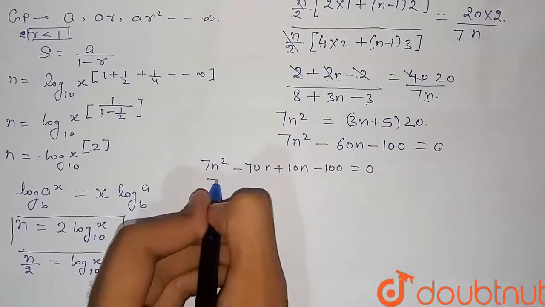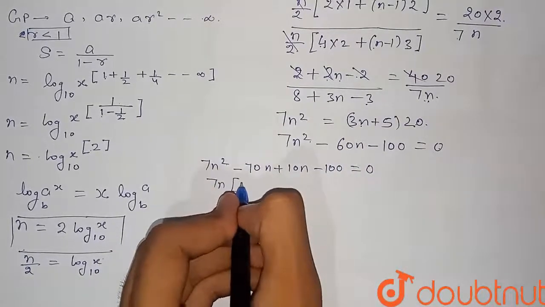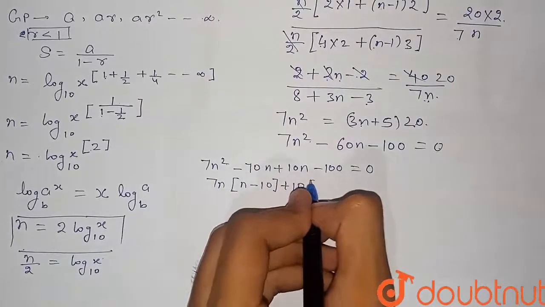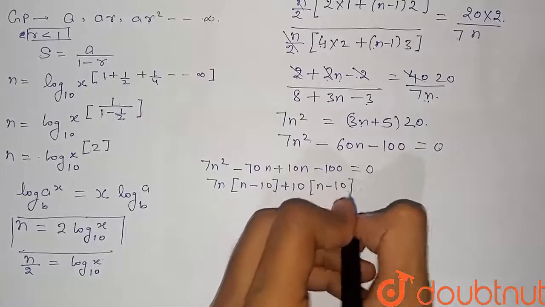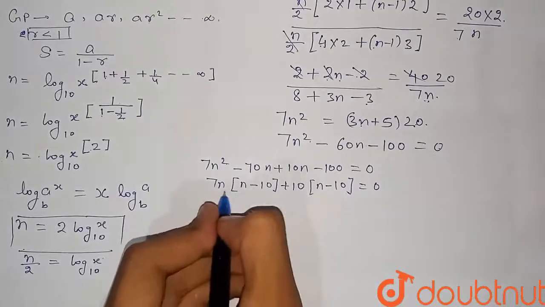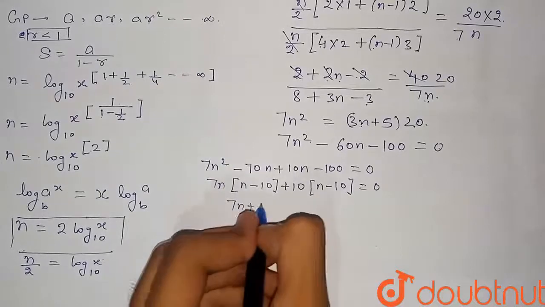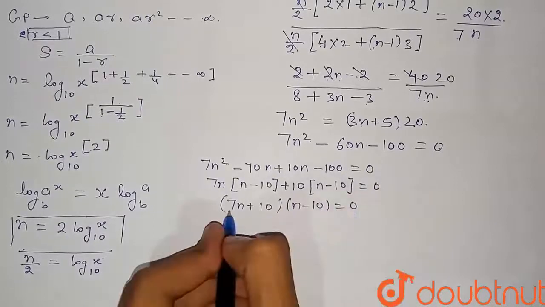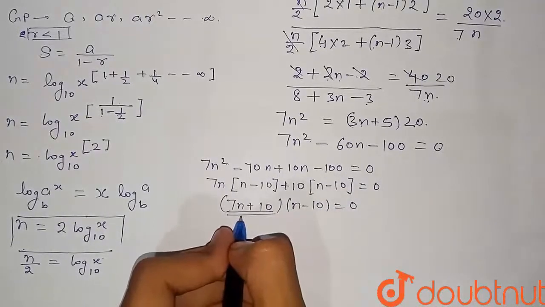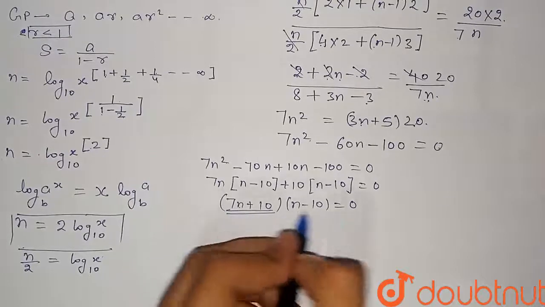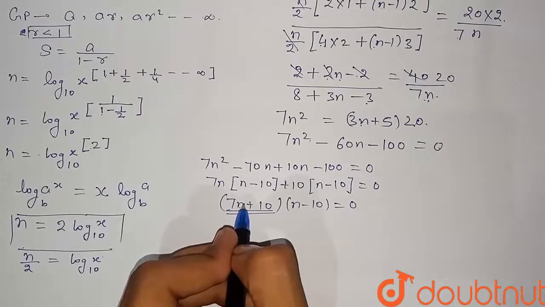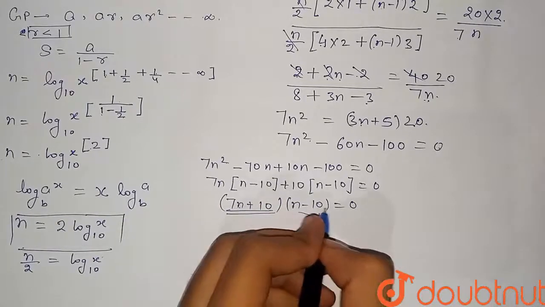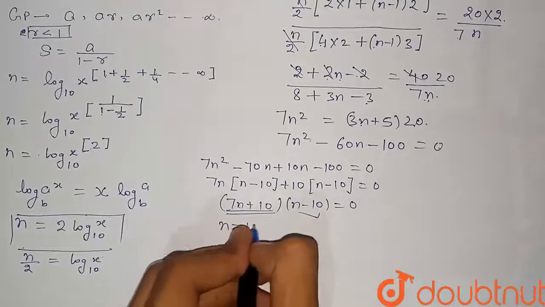If we take 7n common here, so 7n, and here it will be n minus 10, and here this will be plus 10. So plus 10 is common, and here this will be n minus 10, that is equal to 0. So here we get two factors, that is 7n plus 10, that will be the first factor. The second will be n minus 10, that is equal to 0. So here n cannot be negative because n is the number of terms. If we equate this factor with 0, we get minus 10 by 7 as the value of n. So n cannot be negative, so this is the correct factor, that is n minus 10 will be 0. So the value of n is equal to 10. So this is the value of n.